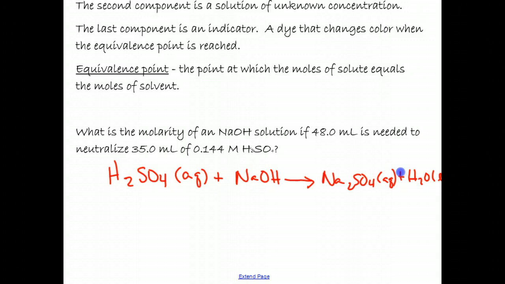Now we need to balance out all of our components here. This is not a balanced reaction. So we have 2 sodiums on the right, so we're going to need 2 sodiums on the left, right here. And by doing this, we're going to need a 2 in front of the water.